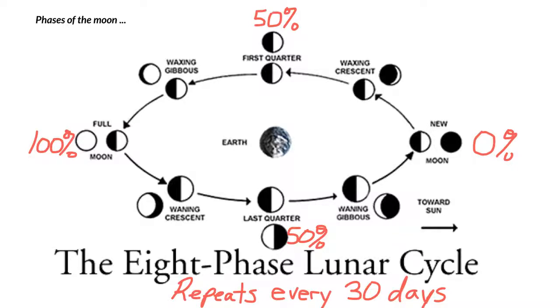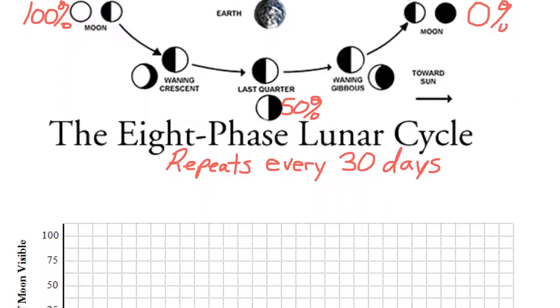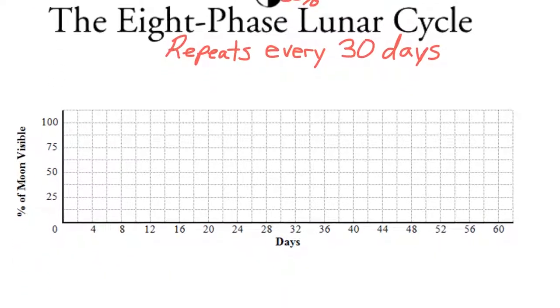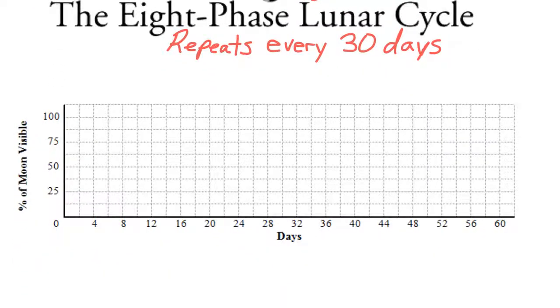So this is an example of periodic behavior, and for lots of periodic behavior, you can model it with a graph. So down here, I'm going to show you what a graph would look like for the phases of the moon. During a new moon, 0% of the moon is visible, so I'm going to put a point here. 30 days later, you're going to have another new moon. 30 days after that, you're going to have another new moon.